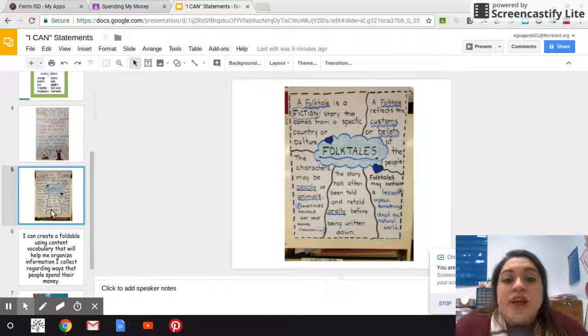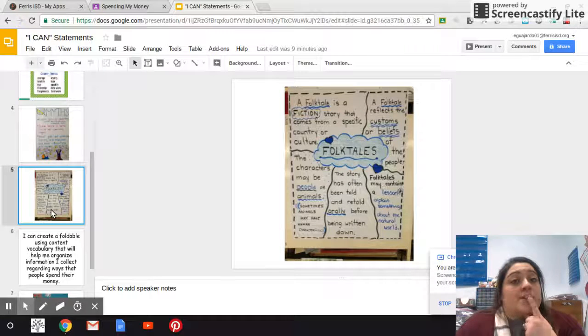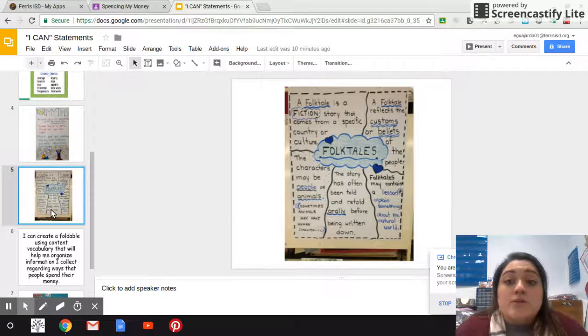It says the story has often been told and retold orally before being written down. Orally means word of mouth. Back then they didn't have internet. What else didn't they have? Books or magazines, sometimes. So they had to make up stories in their mind. They had to use their brain to do it, guys. Folktales may contain a lesson or explain something about the natural world.